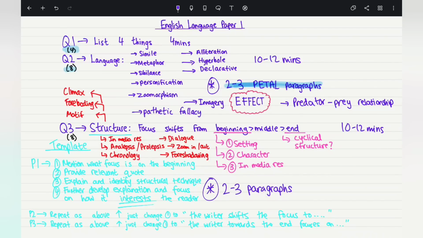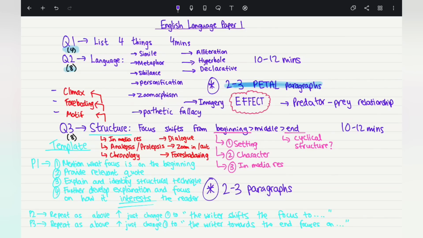Number 3, explain and identify the structural technique. So you will be able to find within that quote a structural technique. If you're not sure what a structural technique is, that's literally all the red written structural techniques here, as you can see. So these are some of the areas for you to explore. Number 4 is to further develop your explanation and focus on how it interests the reader. Very important. This is where you get a large chunk of your marks. Tell us how it interests the reader. So that would be your paragraph 1.